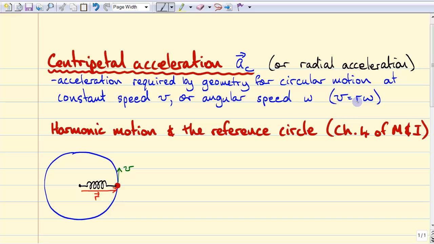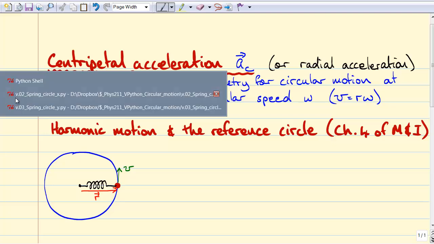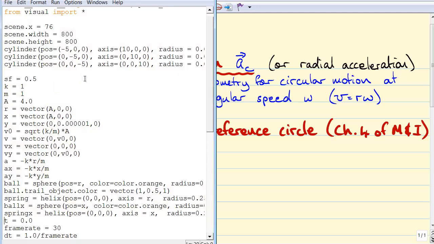Now the way we're going to do this is a little different from what's in the textbook, because we're going to use what we learned from harmonic motion, because we derived an equation for harmonic motion, and we then explained it using a reference circle. That same idea, which we got in chapter 4 of our textbook, Matter and Interactions, is summarized by this Python program, which we talked about a couple of weeks ago.